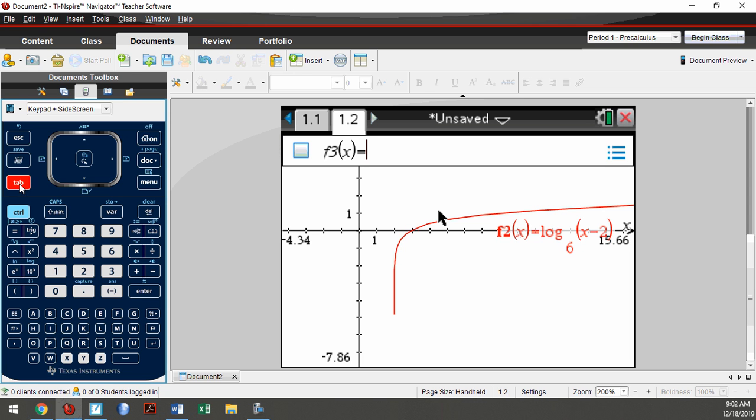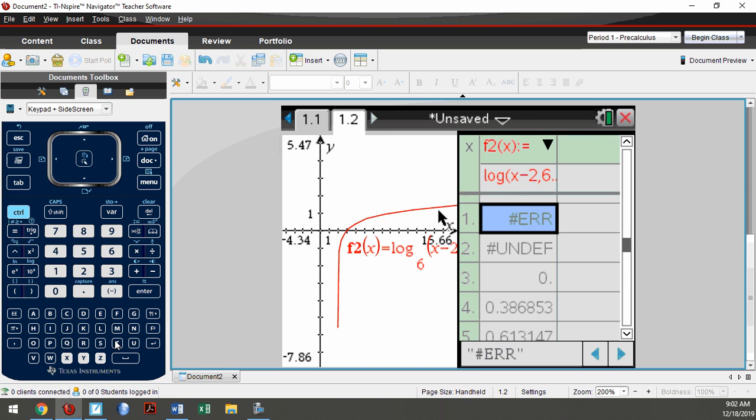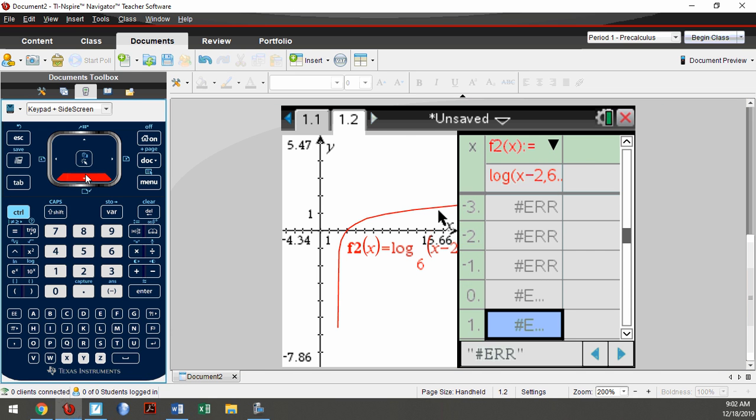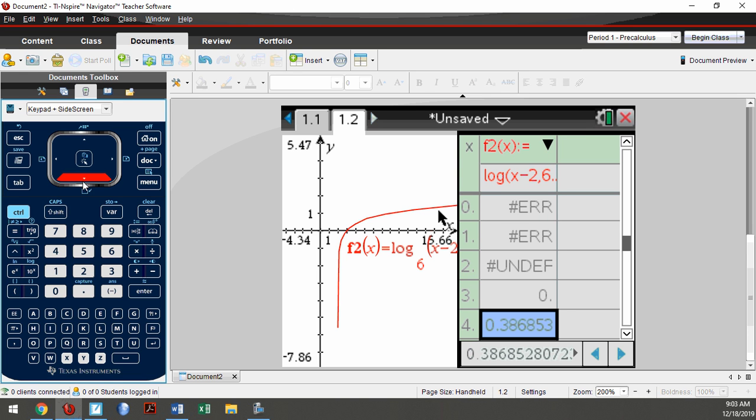I can go ahead and hit control T, and I can confirm that on a lovely little table as well. Why are there a whole bunch of errors there? What does the hashtag ERR mean? It doesn't exist. My graphical logarithm function does not even happen until you are above the value 2. At the value 2, I have an asymptote. It is undefined, meaning you are dividing by 0. Can you ever divide by 0? There is an asymptote there. It's not an error. It says undefined, meaning asymptote.